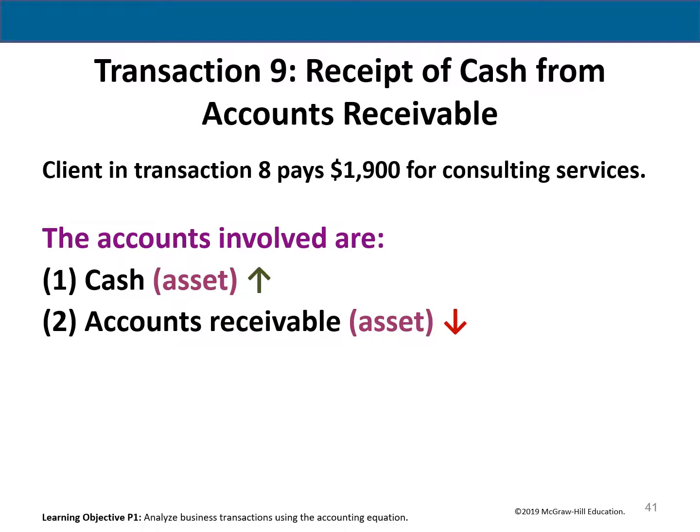Our next transaction, the client in number 8 pays the $1,900 for consulting services. So what happens when the client actually pays us? Well, our cash increases, right? We got the $1,900. But what else happens? Well, we didn't provide them another service, so we're not getting more revenue. What's happening is the balance in accounts receivable will decrease.